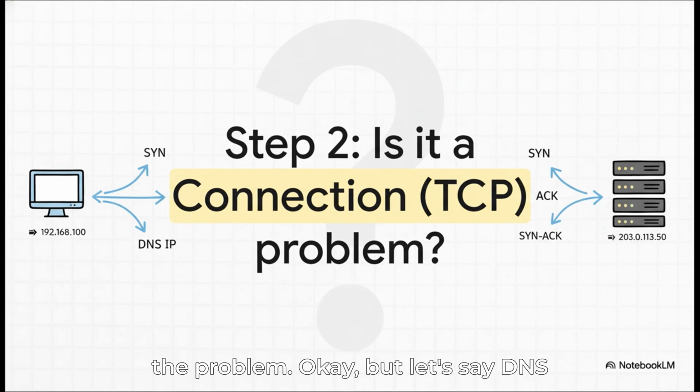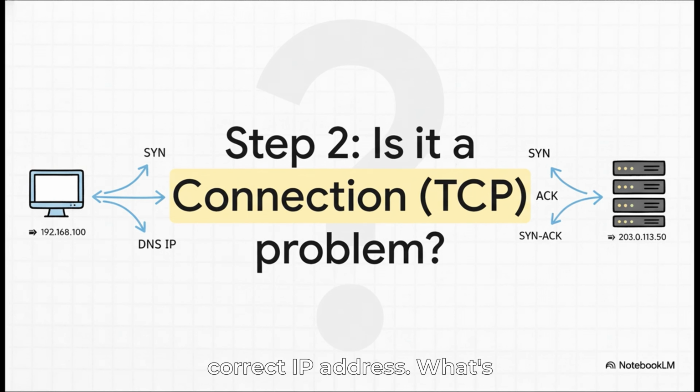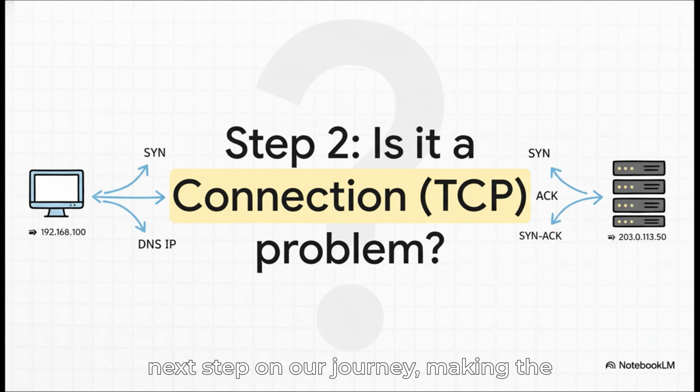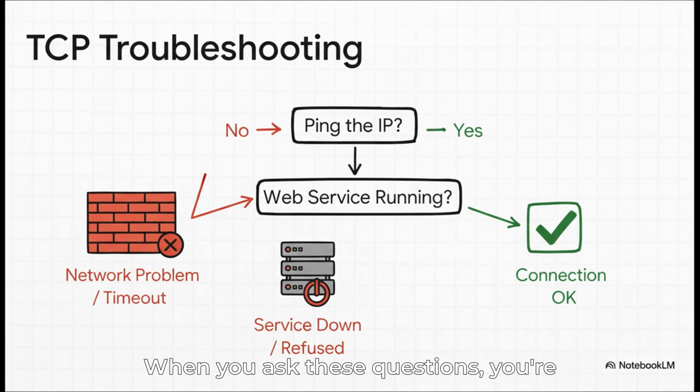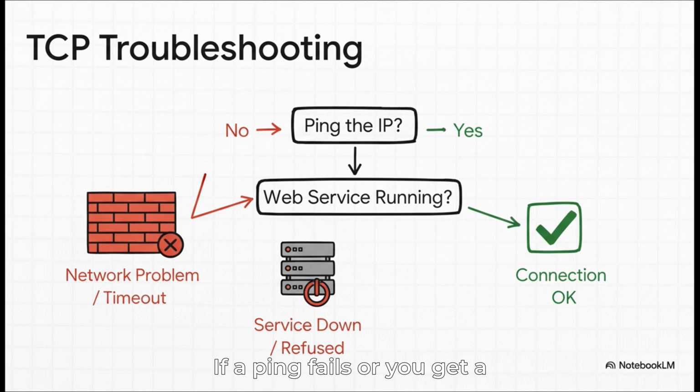Okay, but let's say DNS is totally fine. Everyone has the correct IP address. What's next? Well, we just move to the next step on our journey, making the actual TCP connection. When you ask these questions, you're basically replaying that three-way handshake in your head. If a ping fails or you get a timeout, something is blocking the path. That screams firewall. If you get connection refused, you know the path is clear, but you need to get on that server and check if the web service itself has crashed.